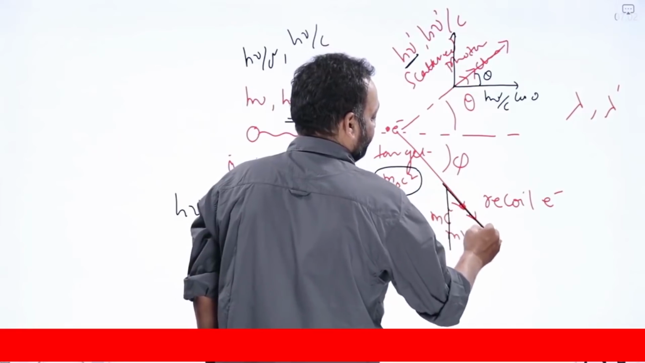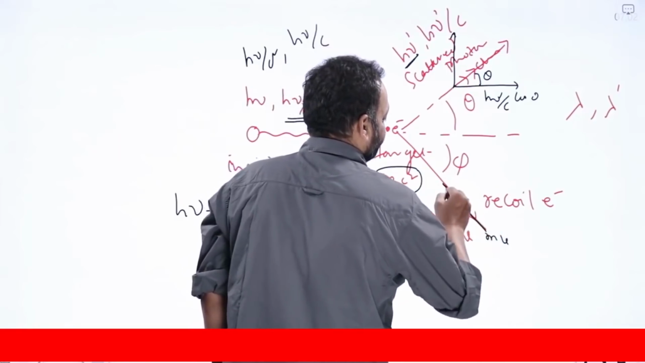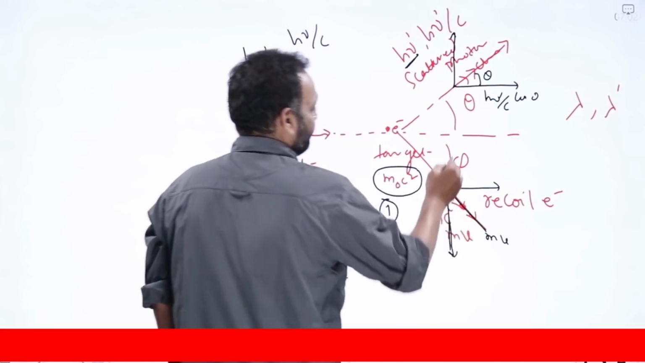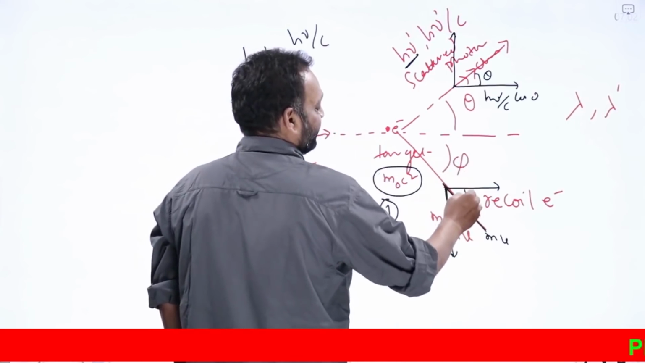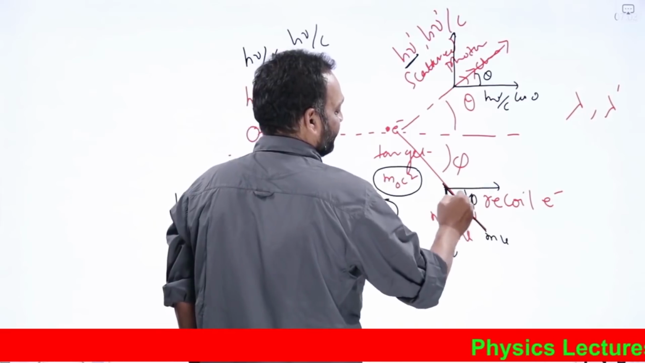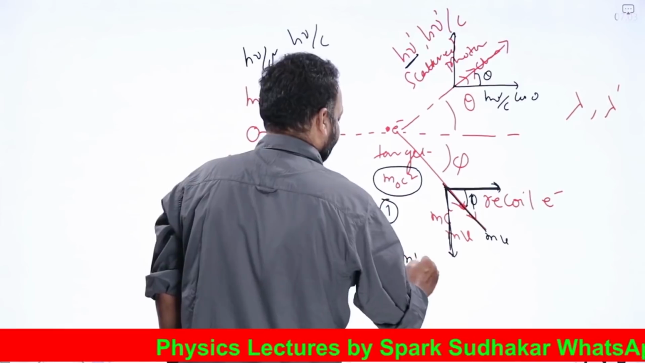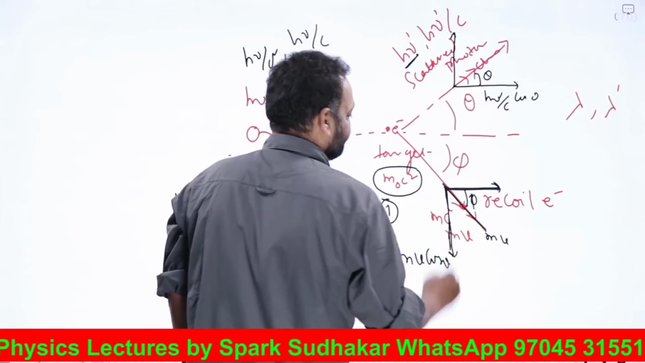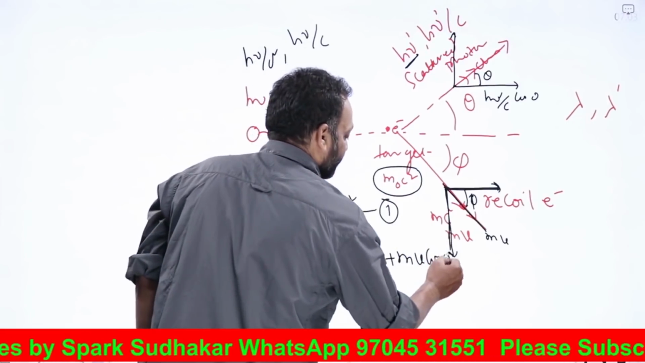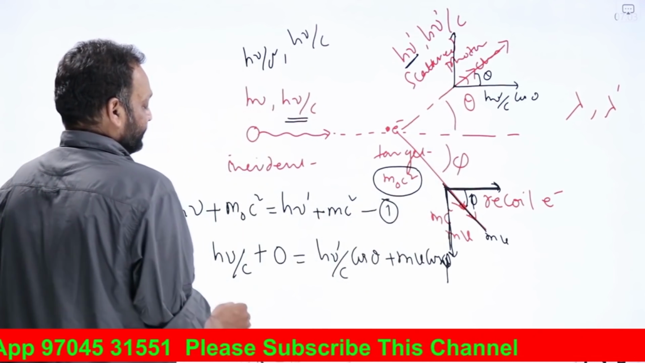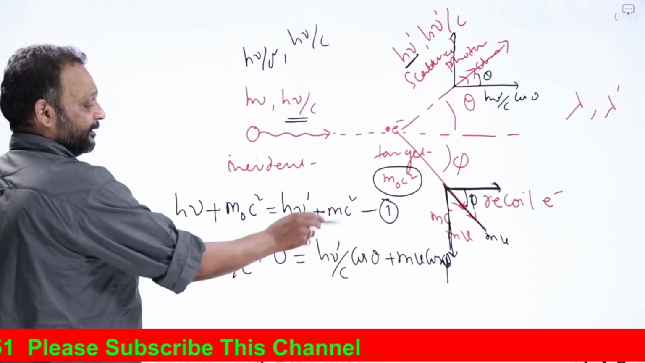Okay, the electron's total momentum is mv. Now I'll split this into two components, horizontal and vertical. What is the horizontal component? This angle is phi, and this angle will also be phi. So this component will be mv cos theta... mv cos phi. This is called the recoil angle, and this is called the scattering angle. This is momentum conservation along the x-axis.